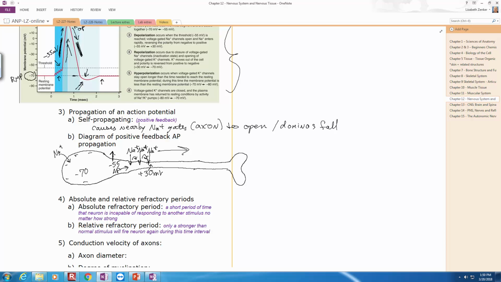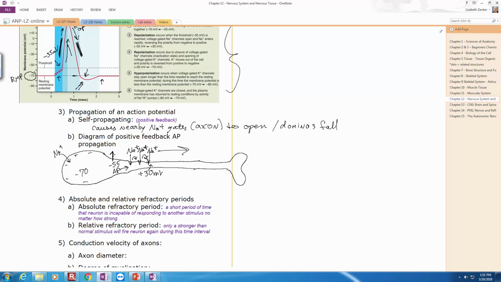That's what happens. So we have a couple more terms that we have to learn, something called absolute and relative refractory periods. So what do we need to know about that? Well, I'm glad you asked. Absolute refractory period is a short period of time that the neuron is incapable of responding to another stimulus, no matter how strong it is. It doesn't matter what you zap that neuron with voltage-wise, like a live wire. It cannot do anything. It does not have the ability to do it. That's what absolute means. It's absolutely not going to happen. So you can remember it that way.